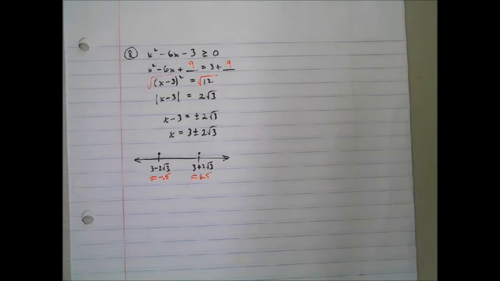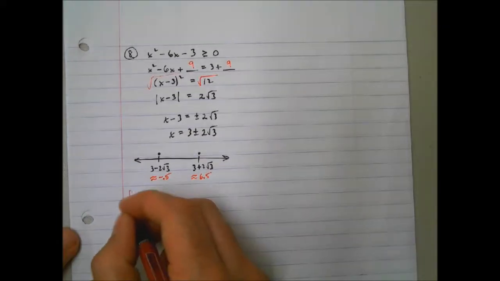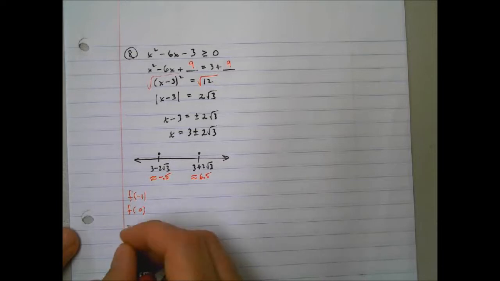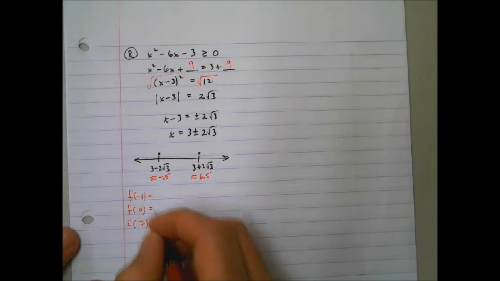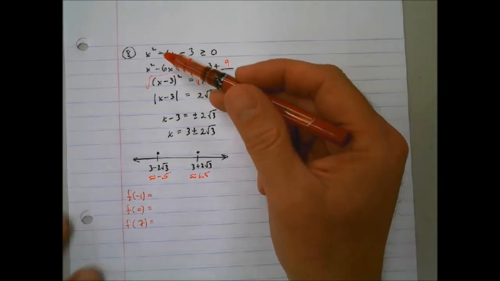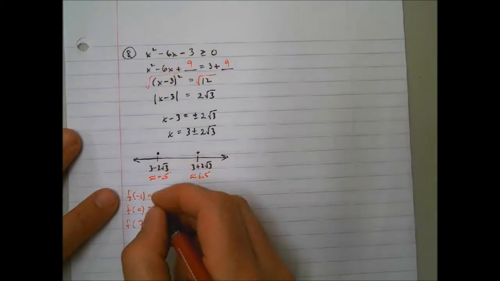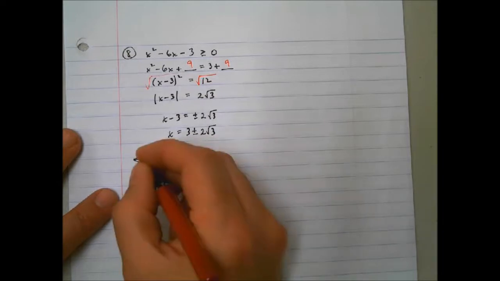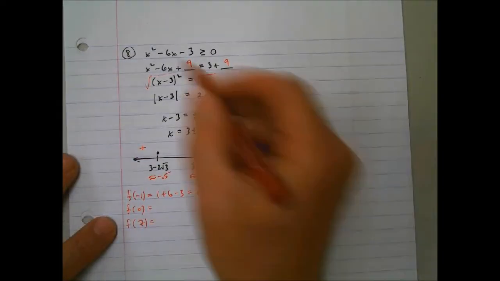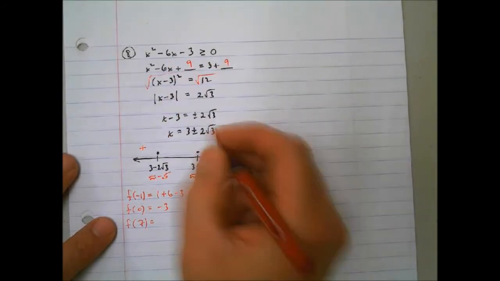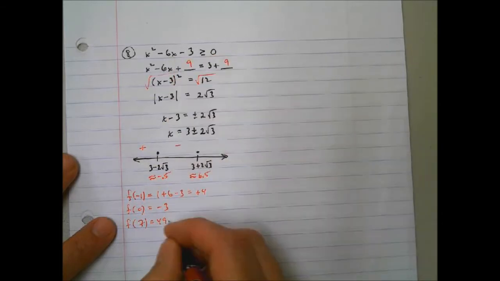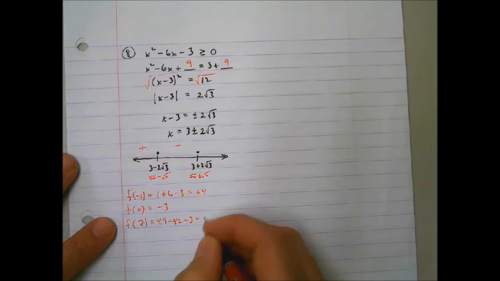Okay, so plugging in numbers. We don't have a factored form here, so it's a little bit more challenging. So if I did f of negative 1, f of 0, and f of, let's say, 7. Since it's not factored form up here, we actually have to know what the numerical values are. So negative 1 squared is 1. Negative 6 times negative 1 is positive 6. Minus 3 is positive 4, so it is positive. If I input a 0, 0 is nice, we get negative 3, which is negative. And if we input a 7, I get 49, and minus 42, and minus 3, which is positive 4.